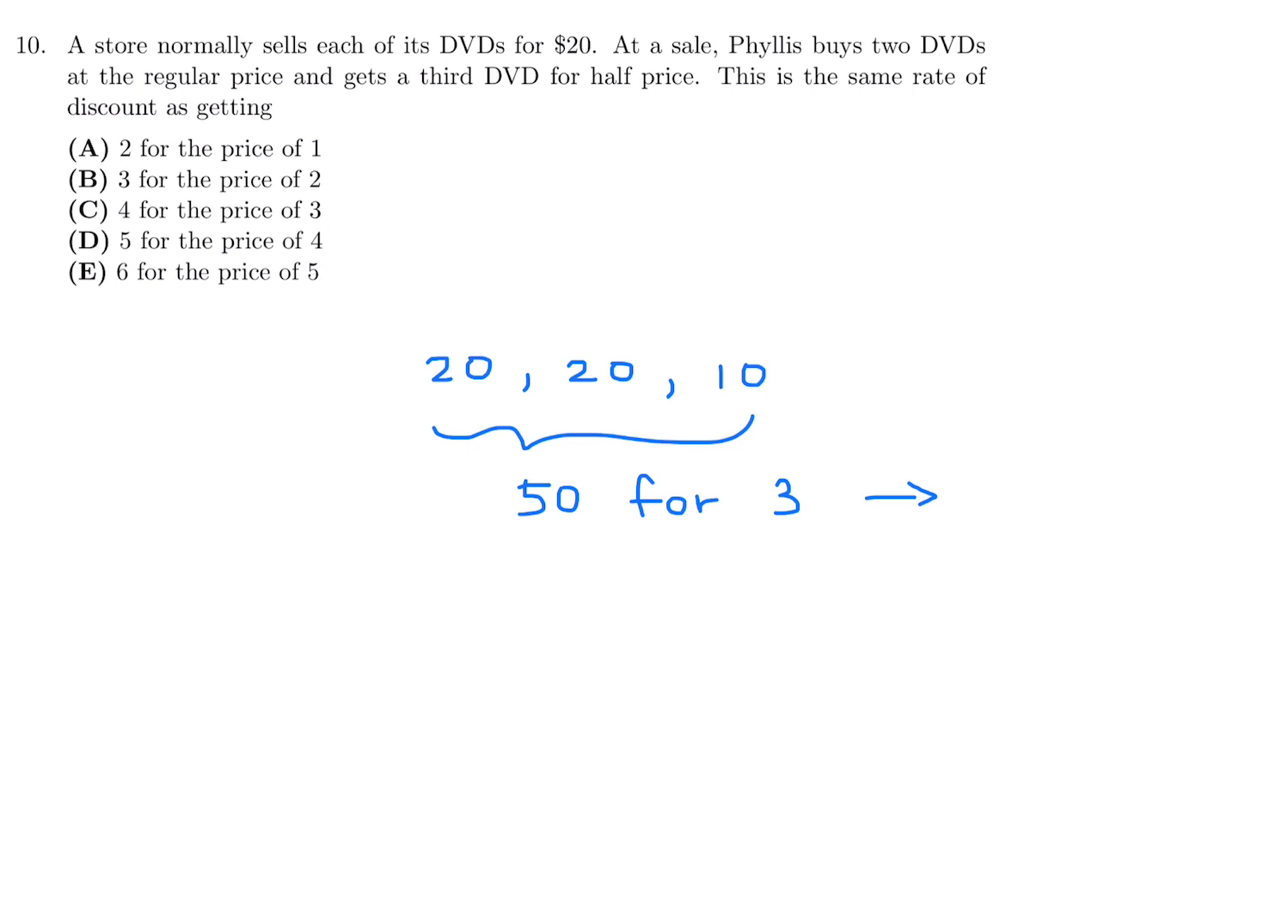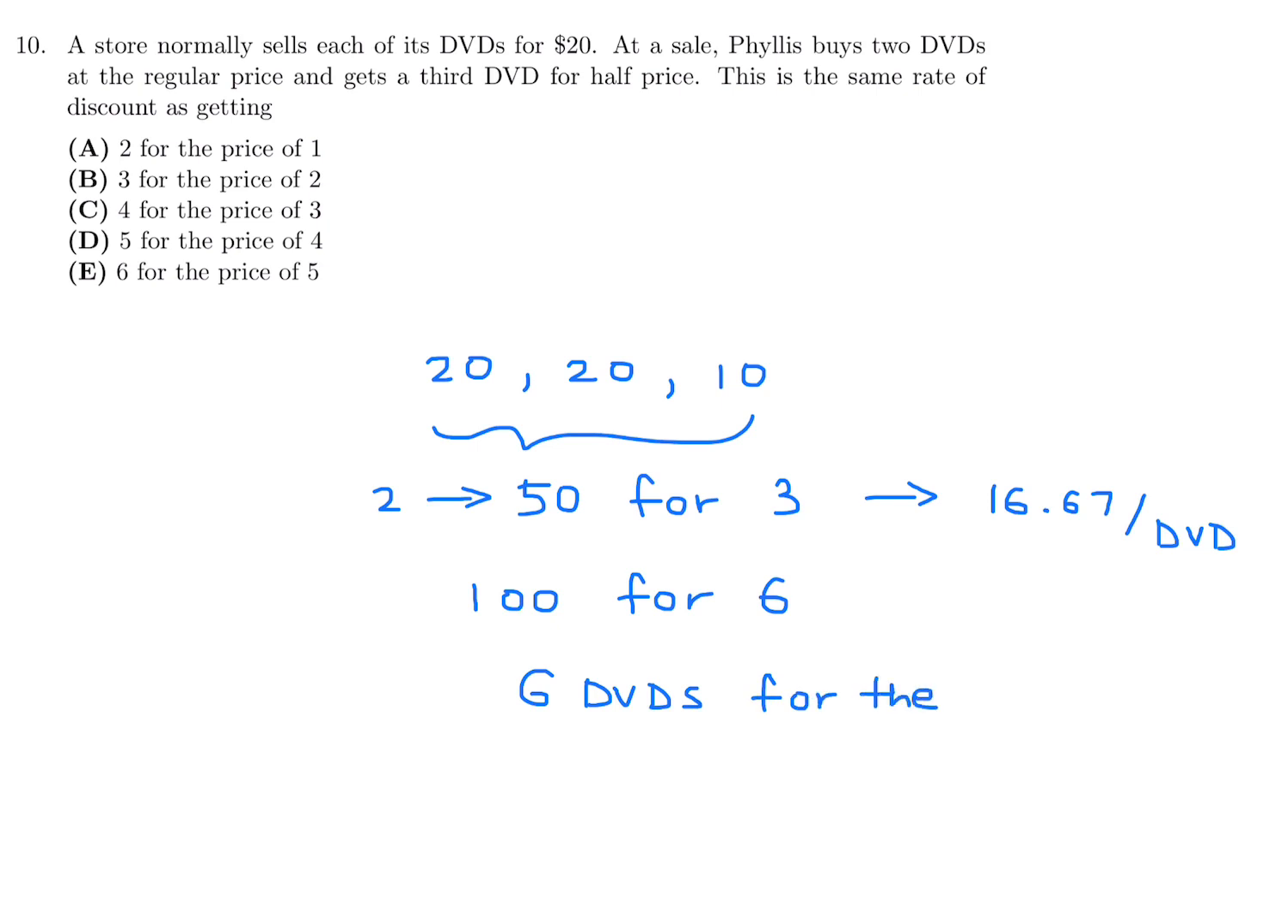So it looks like on average it's about $16.67 per DVD. So we have to figure out which one of these is equivalent. Well, without going through every single one, I quickly realized that if you multiply this by 2, you get $100 for 6. And that basically means that that is 6 DVDs for the price of, well, it's $100, which is 5 DVDs. And that is equivalent to answer choice E.